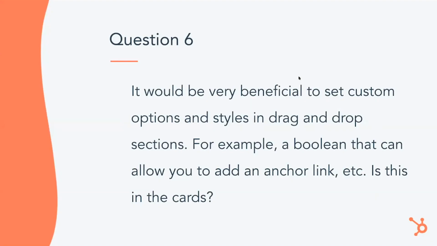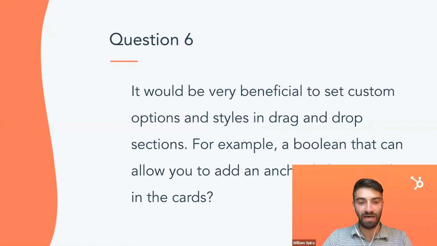Great, thanks. 6th question, I think we'll give this one to Will again. It would be very beneficial to set custom options and styles in drag and drop sections. For example, a boolean that can allow you to add an anchor link, etc. Is this in the cards? Yeah, this is a really great question. And I think someone in the Q&A section asked something very similar.